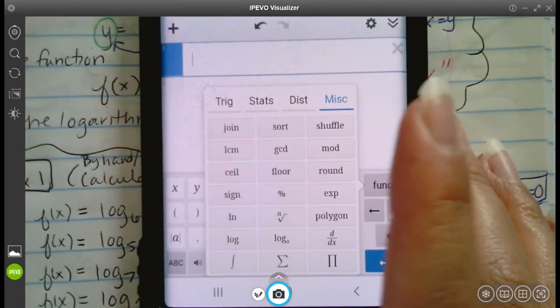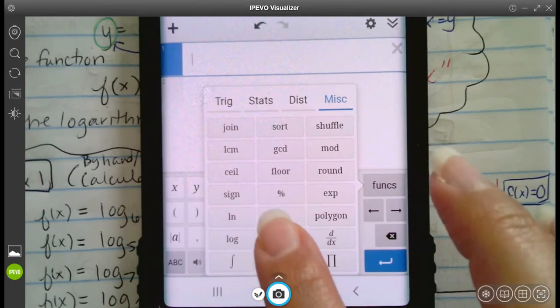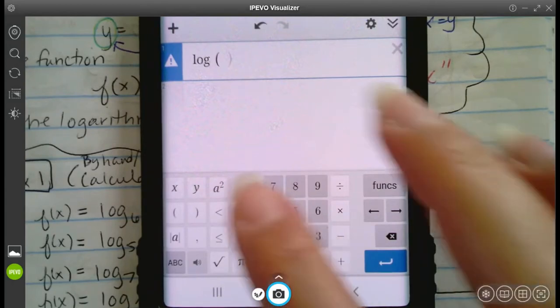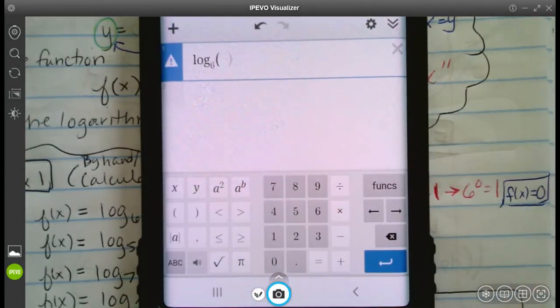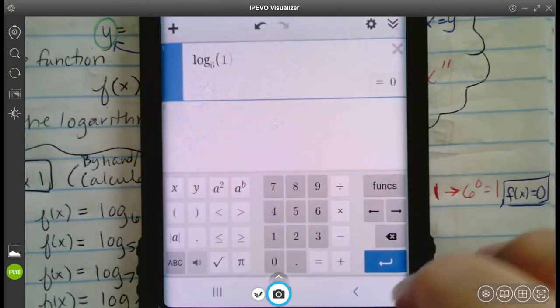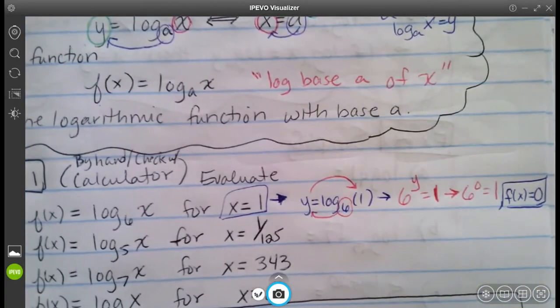So you want to use the one that does have a base. You're going to pick this one, the one that has a base of a, because that one lets you choose the base, okay? Our base is base 6, so there's my 6, and then the x was just 1, and you can see the answer is just 0, which is exactly what we got, okay? All right, moving on to the next one.